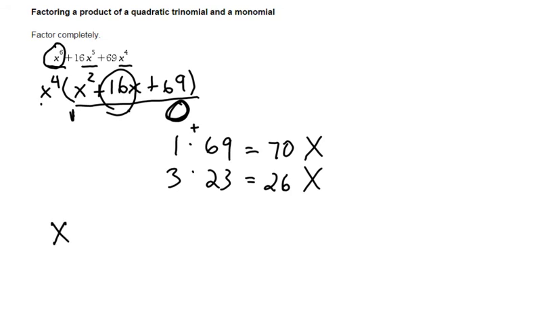Therefore, my final result is x to the fourth, don't forget the monomial that you factored out, times x squared plus 16x plus 69. And that is factored completely.